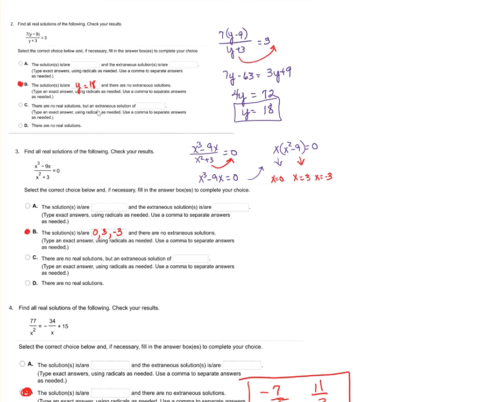Let's go to number 2. Find all the real solutions. Again, we're going to multiply y plus 3 to the other side, but in this case, it doesn't go away. We've got a 3. If we multiply 3 by that, we end up with 3y plus 9. But now we don't have a fraction, so that's nice. We got 7y minus 63 equals 3y plus 9. We're going to subtract 3y here. That leaves us 4y. We're going to add 63 here. That gives us 72. We'll divide by 4. We've got y equals 18.